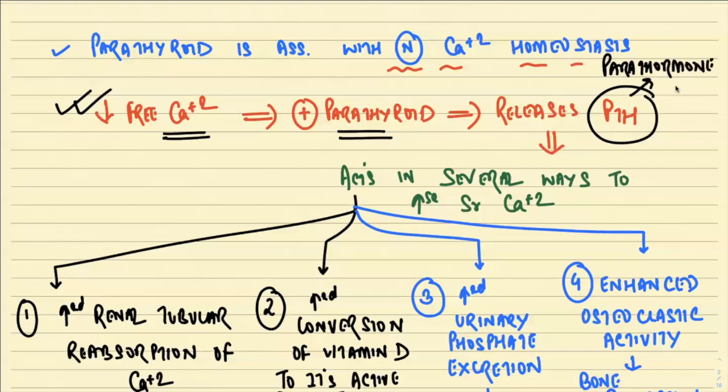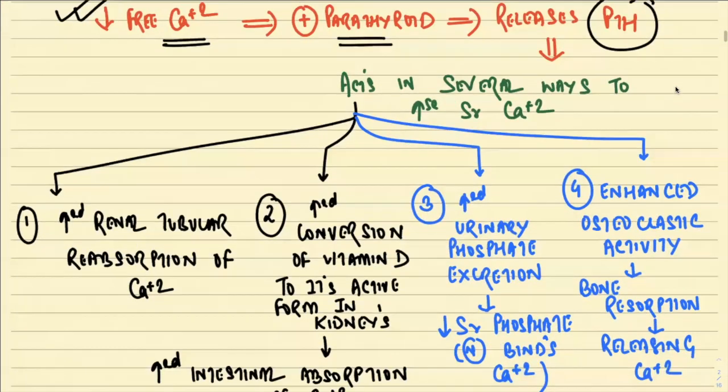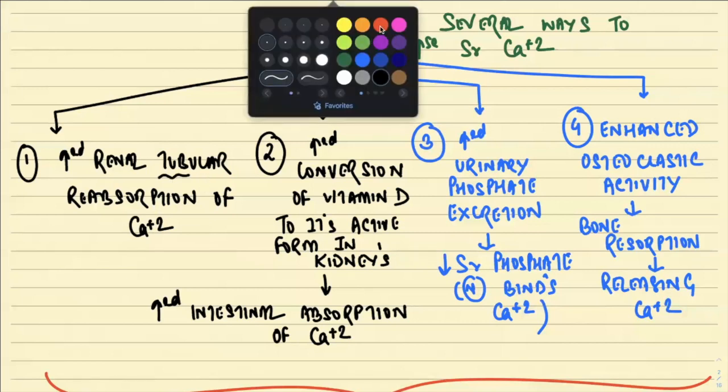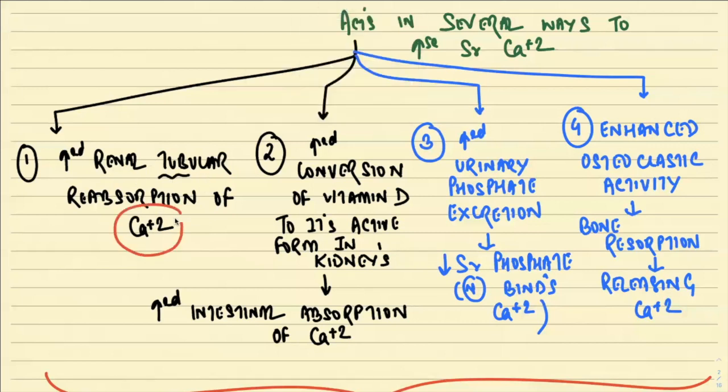And this parathormone acts in several ways to increase the serum calcium level. Whenever the serum calcium level falls, it stimulates the parathyroid gland to secrete parathormone. So how does the parathyroid gland help in increasing the serum calcium level? First of all, it increases the renal tubular reabsorption of calcium, causing increased calcium absorption from the kidneys.